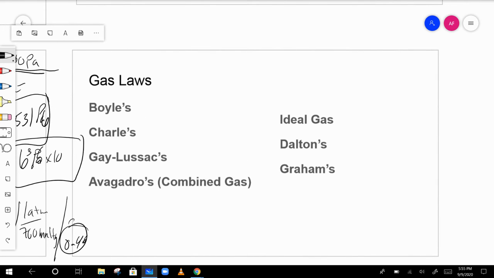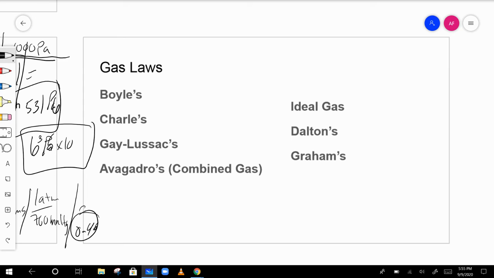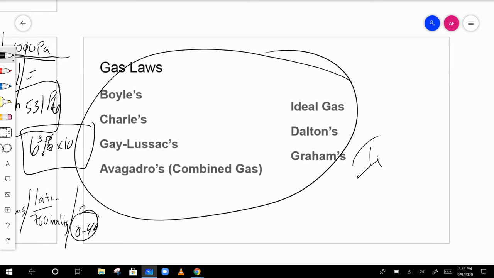All right. Now we're going to look at the gas laws. These are the only ones we're going to look at at the moment: Boyle's, Charles's, Gay-Lussac's, Avogadro's, Ideal, Dalton's, and Graham's. We're also going to look at root mean squared velocity and the van der Waals equation later on, but those aren't really that important. These are the important ones. You need to know all of these.